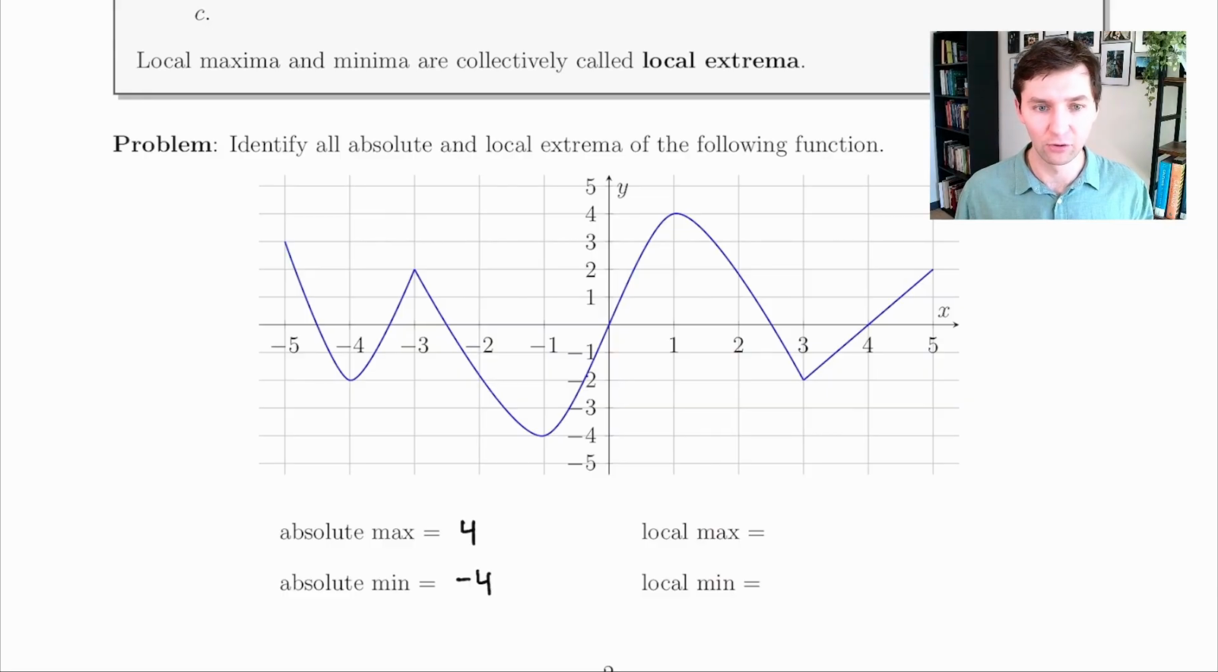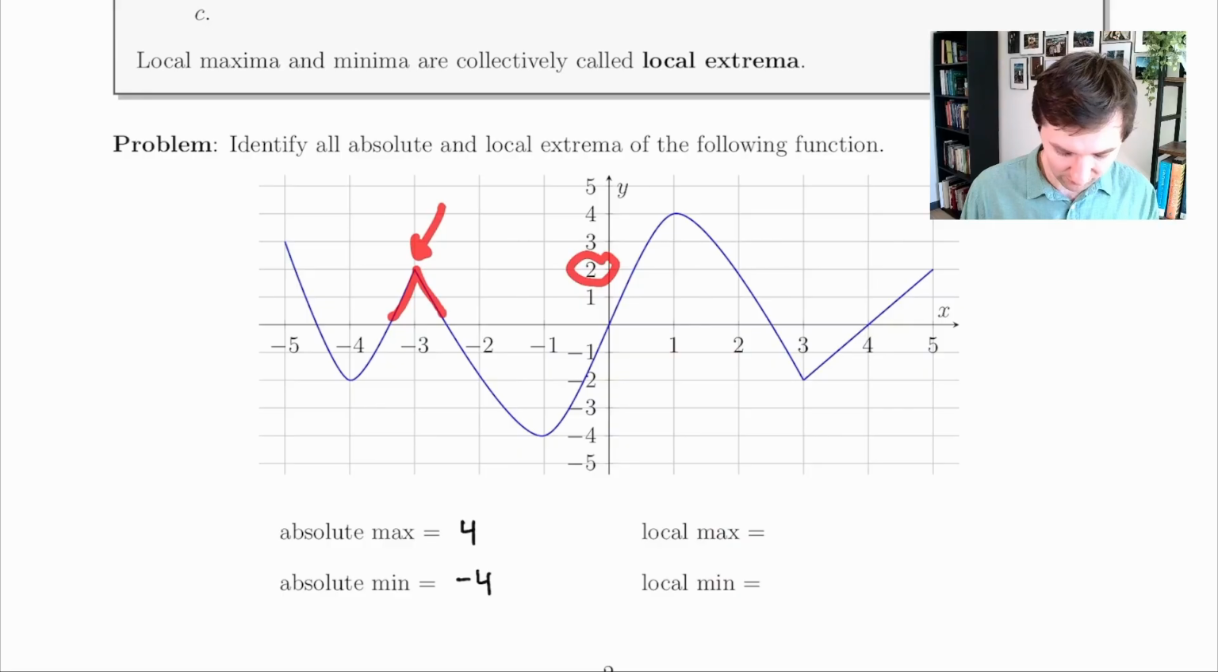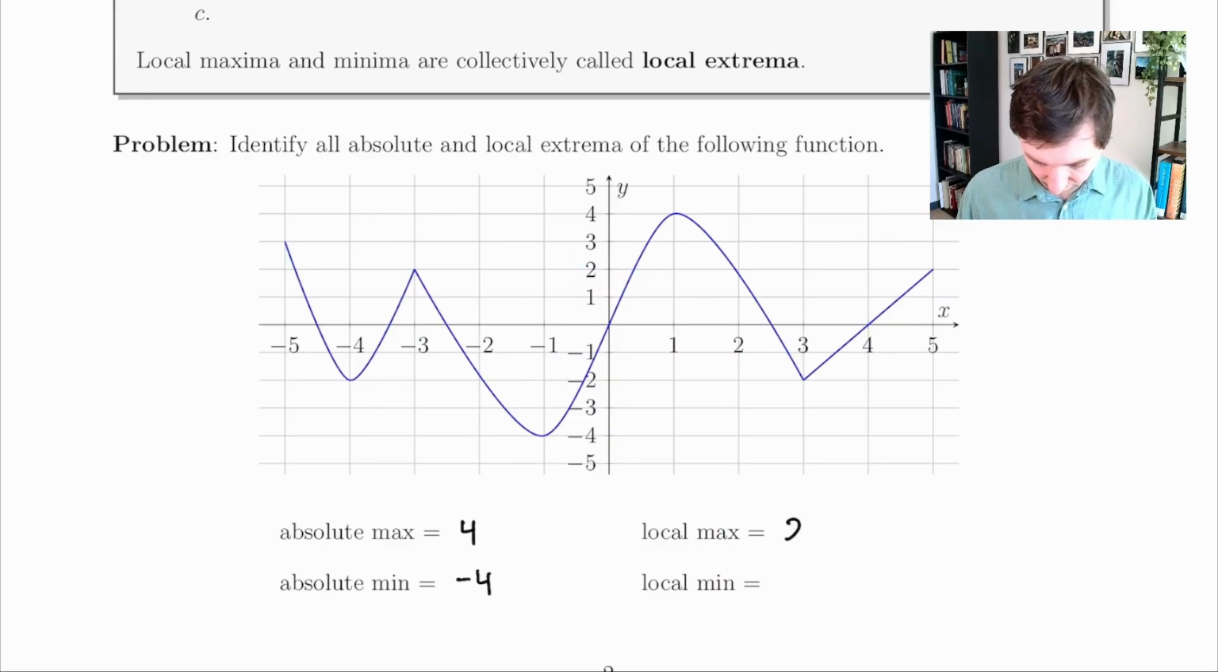Let's find local maxima now. I believe there are a few of those. There is one at x equal to -3. Note that if I look at the small interval around -3, and I look only at the values of the function in that interval, the value of the function at -3 will be a local max. And the value is 2. So there is a local maximum of 2.